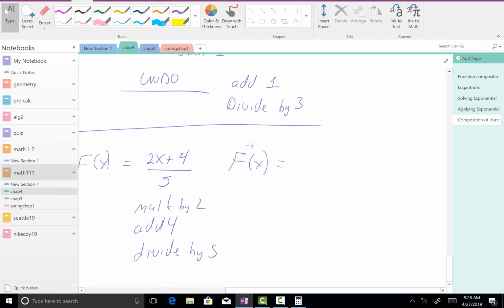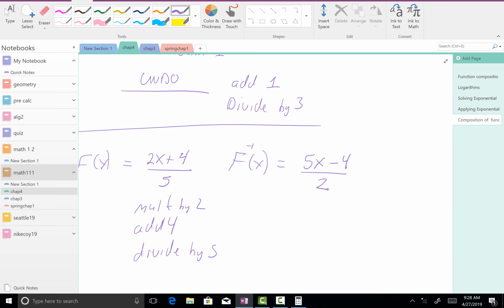Okay, so I want to find the inverse. All right, well, I just have to think about this, right? So what would the inverse look like? What would that be first? Are we going to divide? Times, right? So you're going to take x times 5. Then what? Minus 4, right? And then what would be after that? Divide by 2. So these things should be inverses of each other.